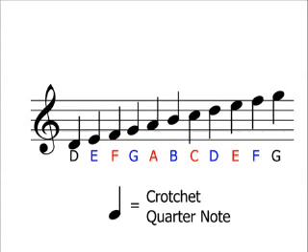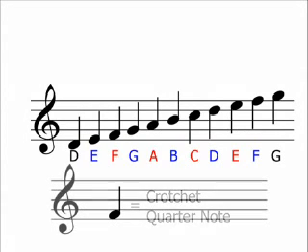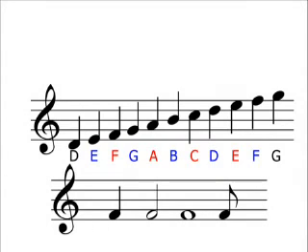Before we go any further, just be aware that on this stave I've only shown the note names below crotchets or quarter notes. You're probably aware that notes come in all different shapes like these. It doesn't matter what the note looks like, the important thing to notice is where the note head is sitting. That's the sort of black blob on the crotchet or a quarter note.